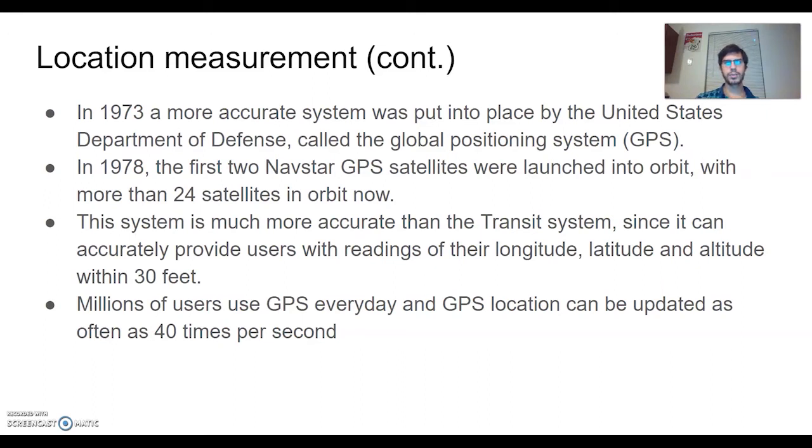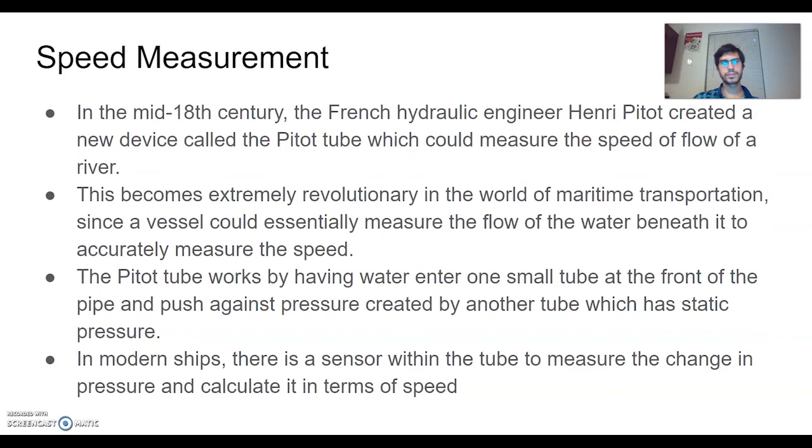It's also better than the Transit system because GPS location can be updated as often as 40 times per second if you have the correct device, and it's used by pretty much a lot of locational services.